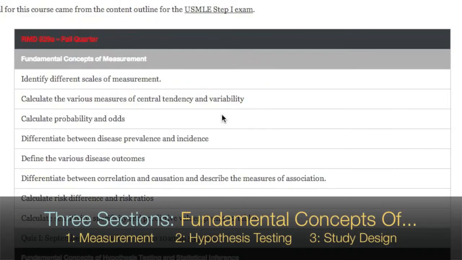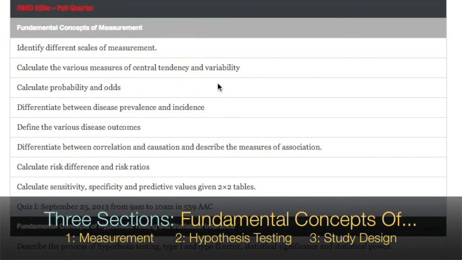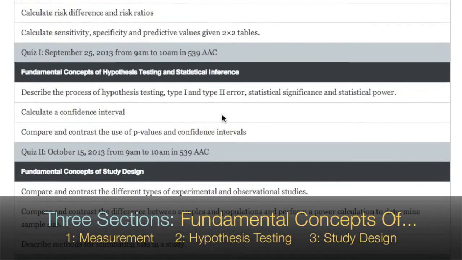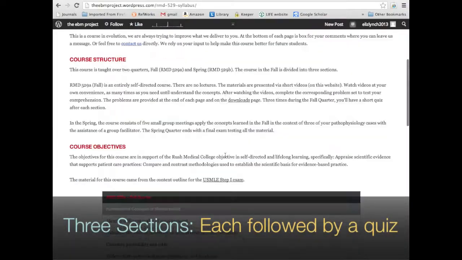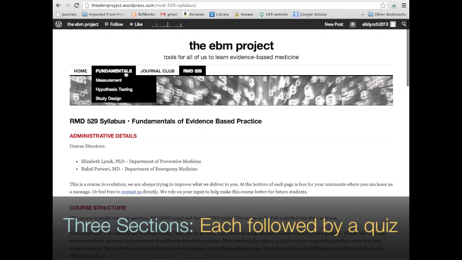The course is broken up into 3 sections. The first one is called The Fundamental Concepts of Measurement, and the next one is the Fundamental Concepts of Hypothesis Testing and Statistical Inference, followed by the Fundamental Concepts of Study Design. Each section will be followed by a quiz at the end.